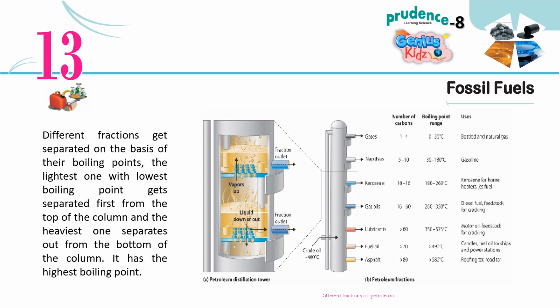Different fractions get separated on the basis of their boiling points. The lightest one with lowest boiling point gets separated first from the top of the column, and the heaviest one separates out from the bottom of the column. It has the highest boiling point.